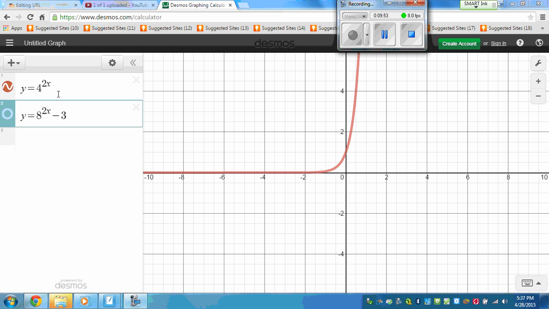Okay, so I've graphed y equals 4 to the 2x. I have a graph there. Oops, and the second one I didn't quite graph correctly. 2x minus 3. I think I need to do a bracket. 8 to the power of 2x minus 3. Nope, still not going to let me.